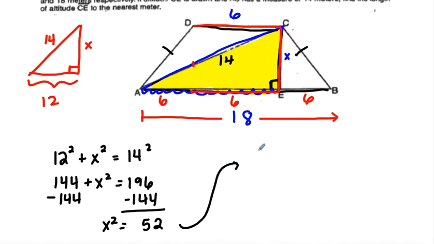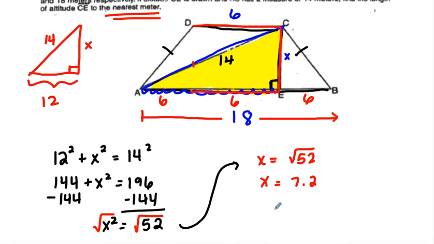Then I'm going to take the square root of both sides. Now we know when we take the square root, we have to consider that there could be a plus or minus answer. But in this case, we're only going to be looking at the positive because it's a length. Then I have to simplify this, or it says round to the nearest meter, so I actually could put that in my calculator. So I'm going to put in the square root of 52, which is 7.2. It says round to the nearest meter, so it would be 7 meters.